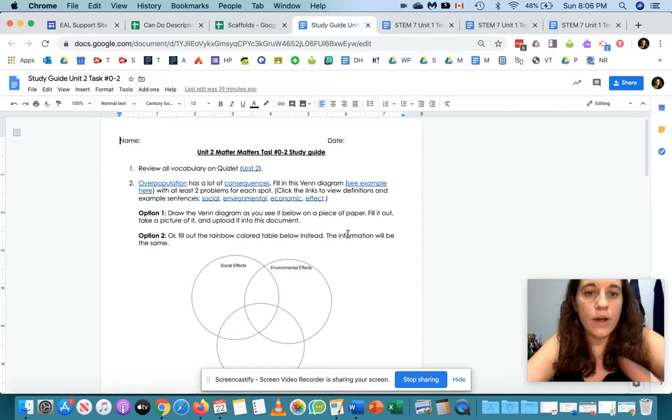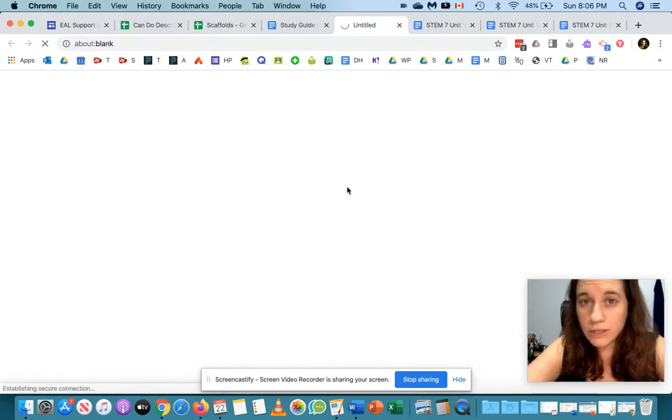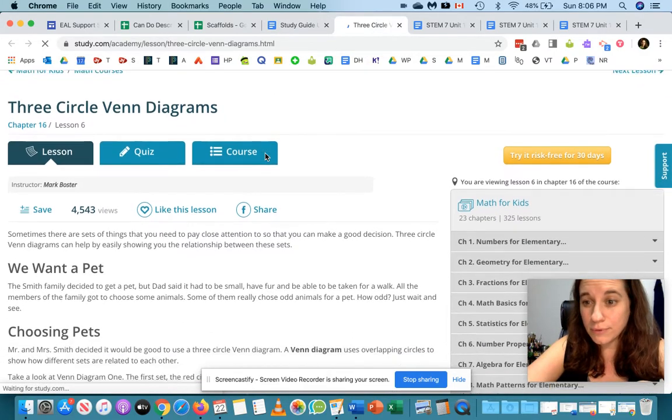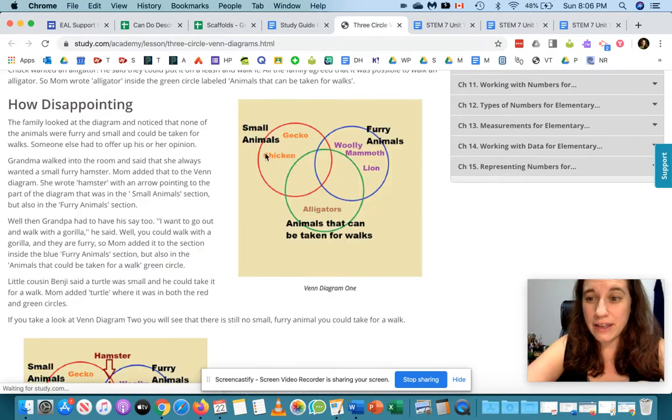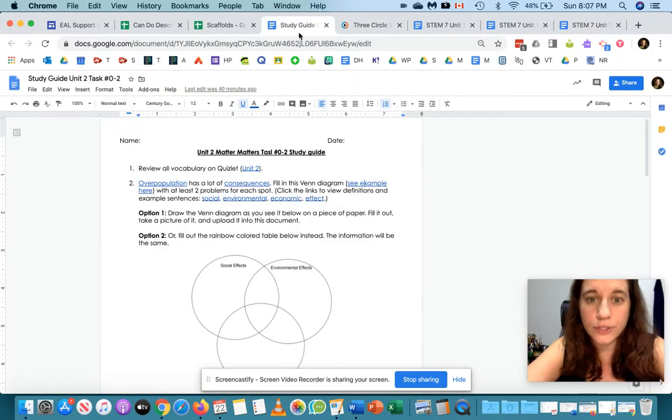And what we have here are links. So for example, we want them to fill in the Venn diagram. So what does a Venn diagram look like? Okay, language learners, all students need to see examples, and especially language learners as well. So this is just linking to an example they can look to.